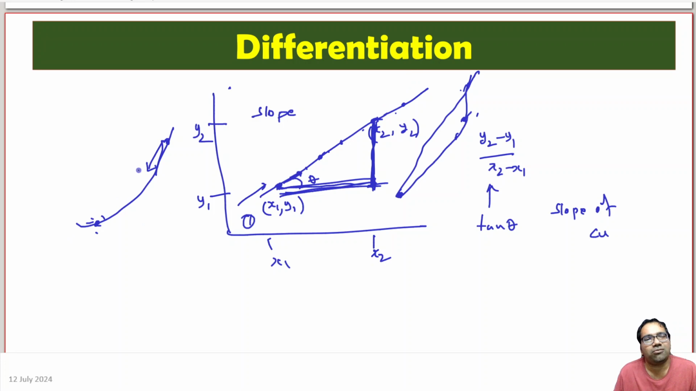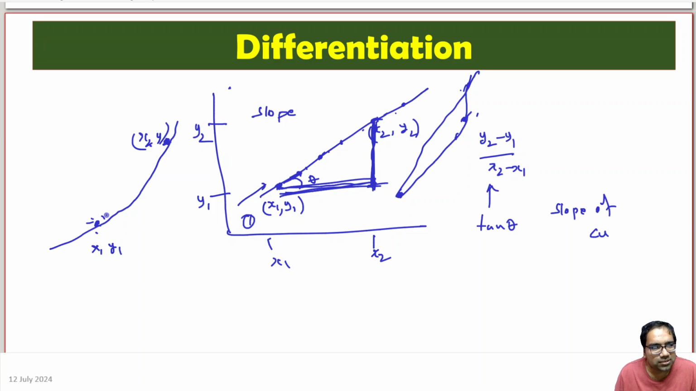But the slope of a curve, how exactly do we define it? If this point is x1, y1, and this point is x2, y2, can we still call y2 minus y1 by x2 minus x1 the slope? This is a fantastic question. Then mathematicians agreed that we'll still go with this one.